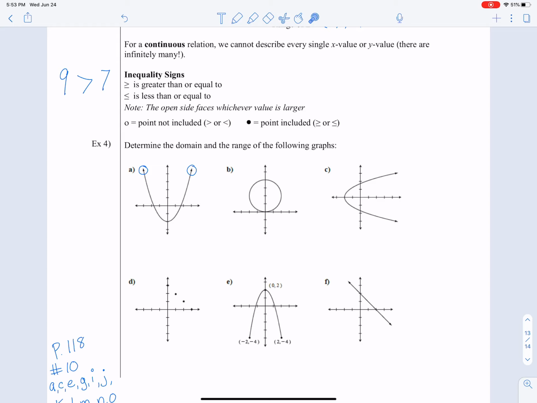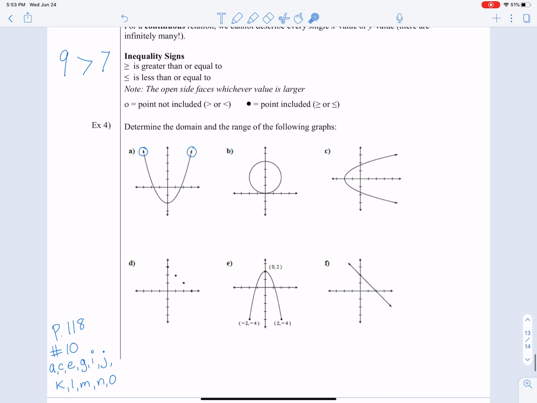Okay, so let's take a look at these graphs and do some examples together. So I'm actually going to start with B because I think it's easier to understand B. So we're going to be looking for two things. We're going to be looking for a domain and we're going to be looking for a range for each of these questions. So remember, the domain is the x values.